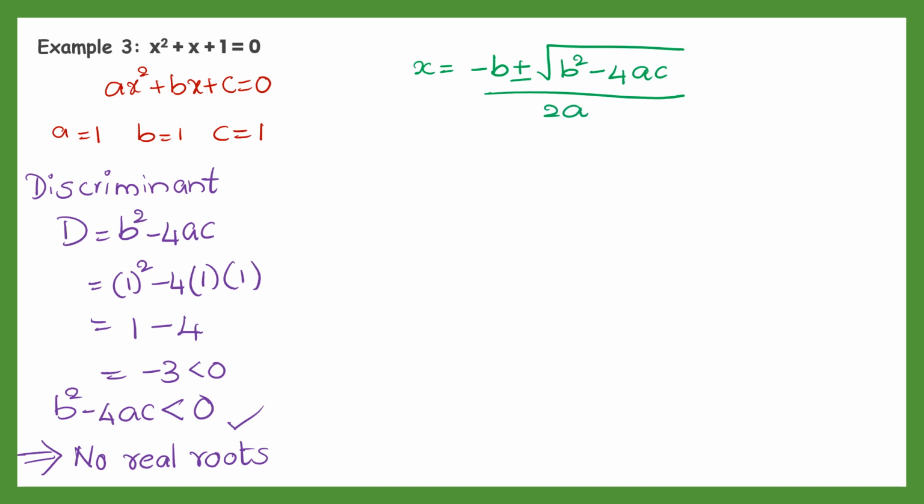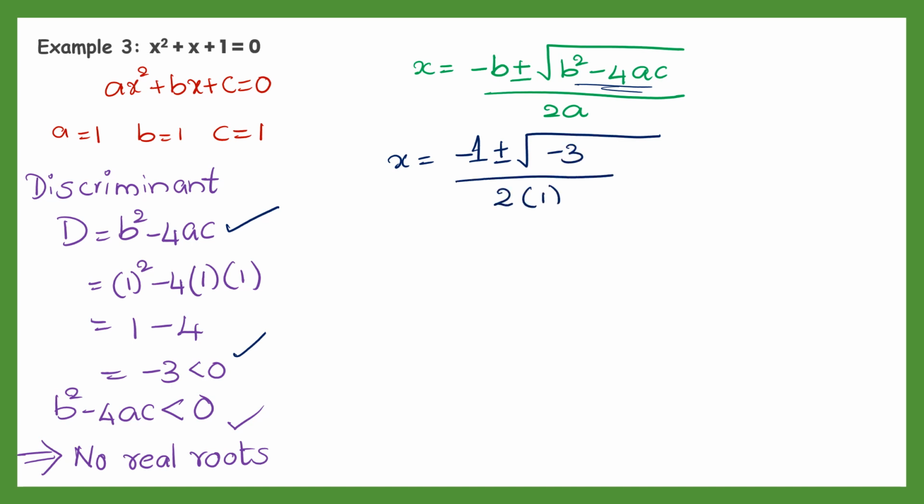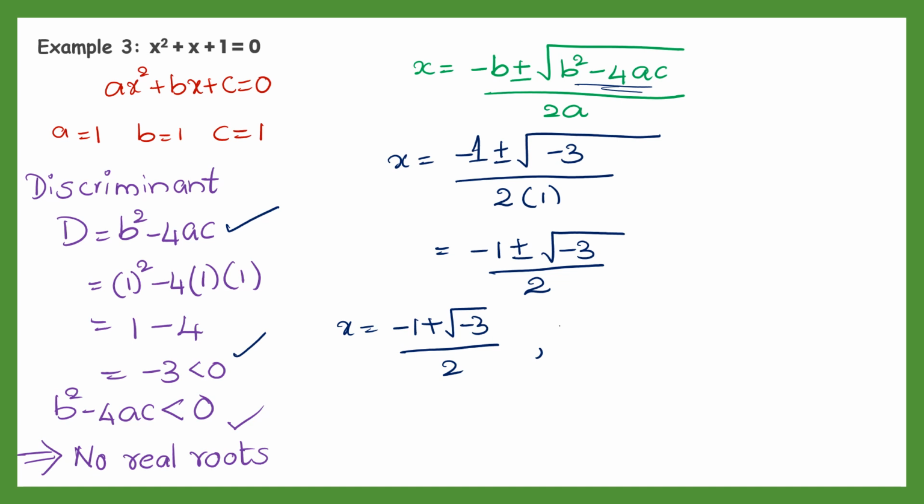Now, let's substitute the values. x is equal to minus b, which means minus 1, plus or minus root of b square minus 4ac. Already we found this. What did we get? We got minus 3, by 2a. A is what? 1. So you will get minus 1 plus or minus root of minus 3, by 2. So one root is minus 1 plus root of minus 3 by 2. The other root is minus 1 minus root of minus 3 by 2.